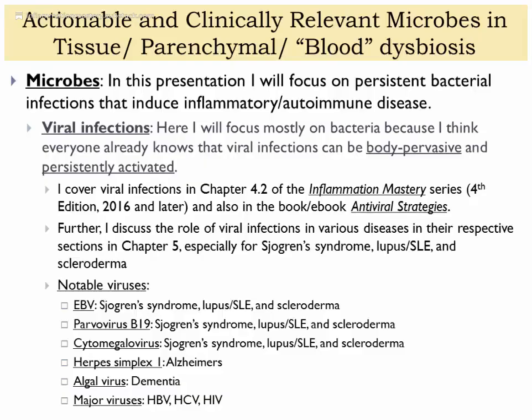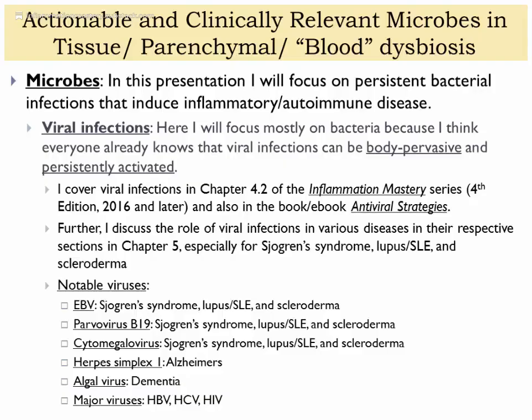All of that same material, the exact same material, is in the updated version of Inflammation Mastery, published in 2016 in the 4th edition. So when we think about tissue or parenchymal dysbiosis, we definitely need to think of viral infections. I'm not going to cover that here. It is covered in some of my other work, but here I mostly want to focus on bacteria.